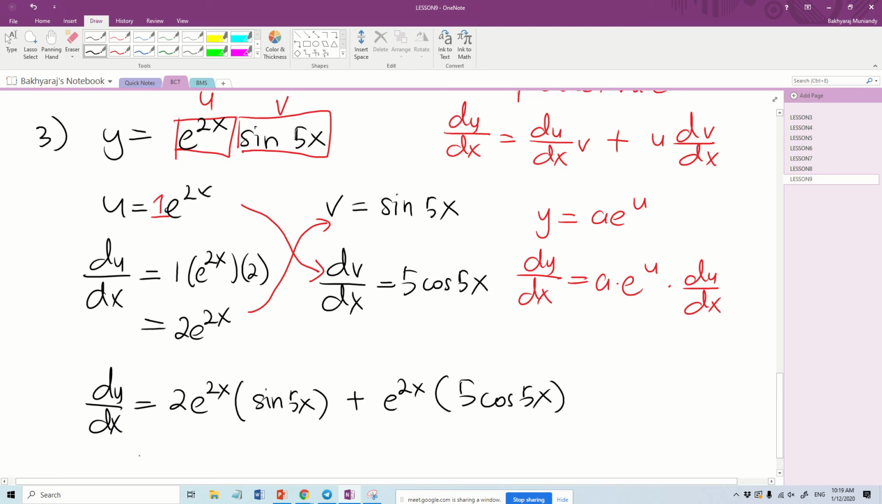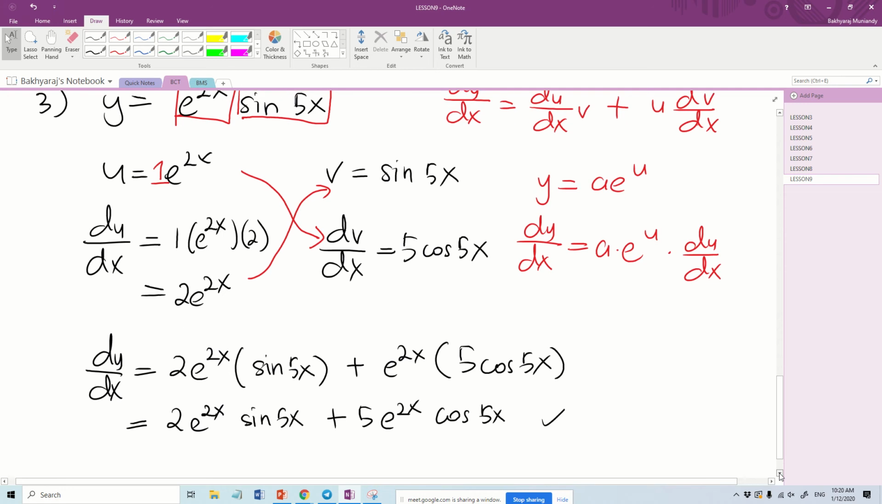So arrange the equation. Ini susun dulu. You get what? 2 e^2x sine 5x. Okay, this one constant bawah depan. So 5 e^2x cos 5x. Okay, can you factor this equation? Boleh tak factor ni? What you can take out actually?